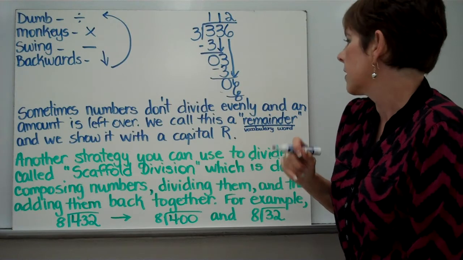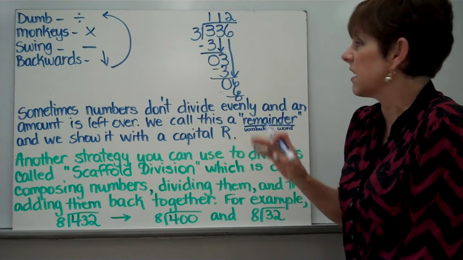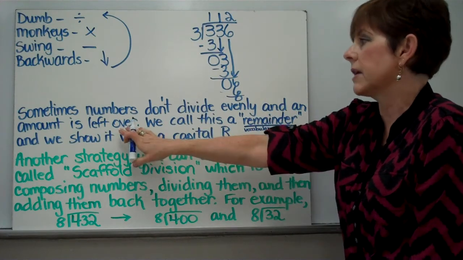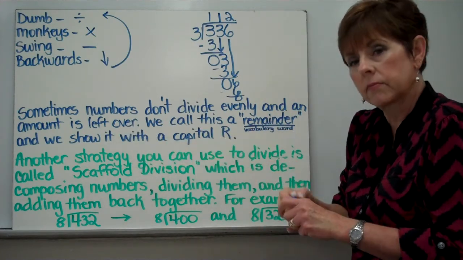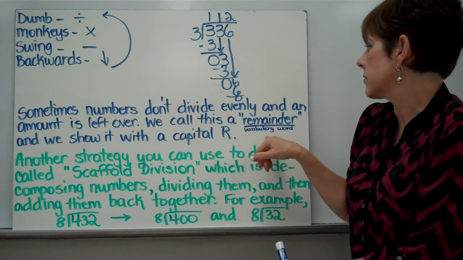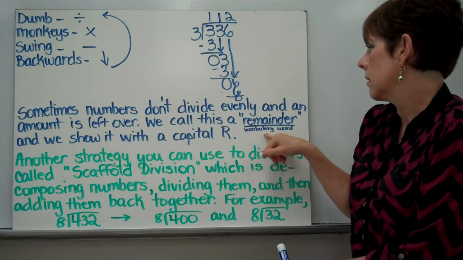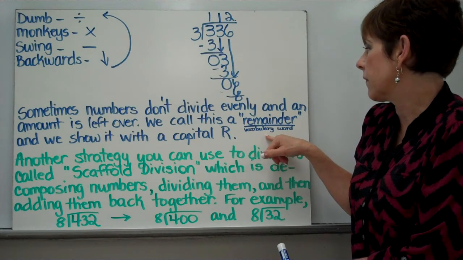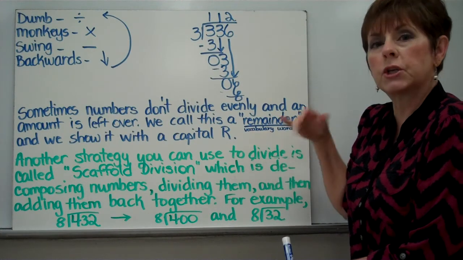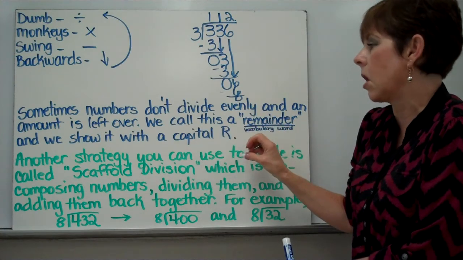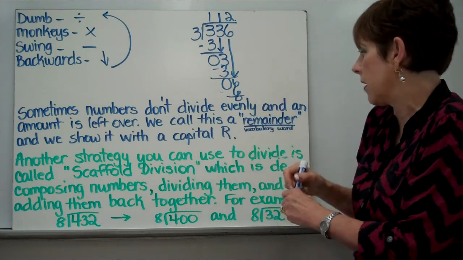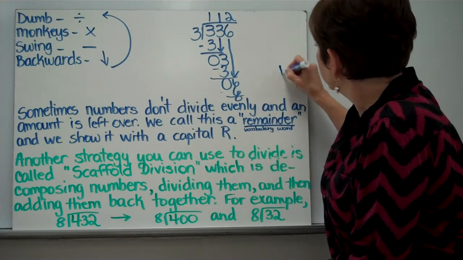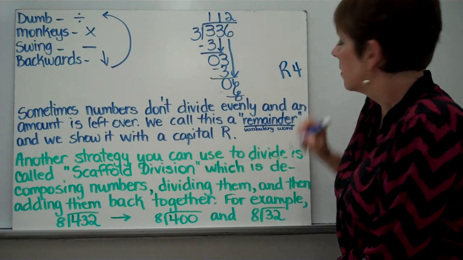Now, sometimes numbers don't divide evenly. This one divided evenly, perfect. But sometimes they don't, and you have this amount left over. Well, the leftover amount is called a remainder. That's a vocabulary word, hint, hint. The leftovers are called a remainder. The way we show our remainder is with a capital R and then the leftover amount. Like if 4 was left over, we would say remainder 4.